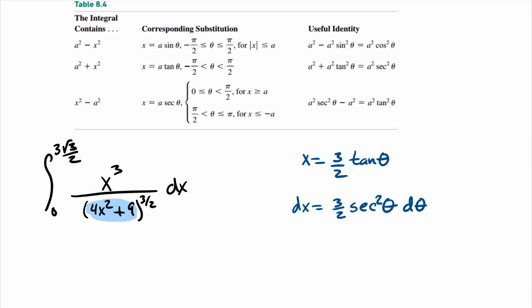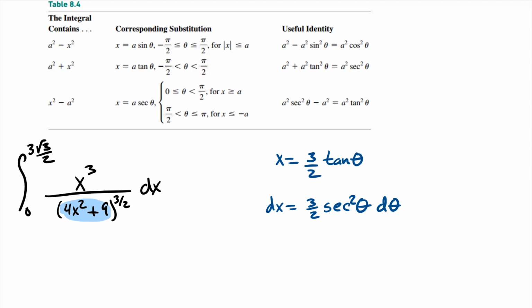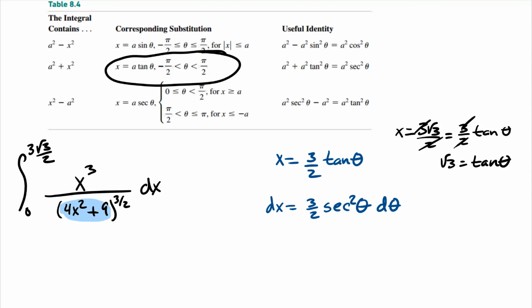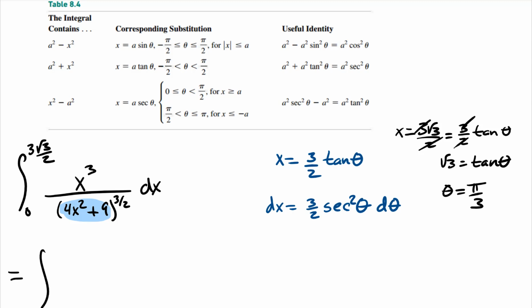Now let's change our bounds. Let's just do this before we ever get started so we never have to go back to x's. So when x is equal to 3 root 3 over 2, we set that equal to that 3 halves tangent of theta. The 3's cancel, the 2's cancel, and we just get the square root of 3 is equal to tangent of theta. Knowing that we're either in the first or the fourth quadrant, well, we better be in the first, so theta, we know that tangent of pi over 3 equals root 3. Yeah, we already know that, so that's no big deal. So there's our upper bound, pi over 3.